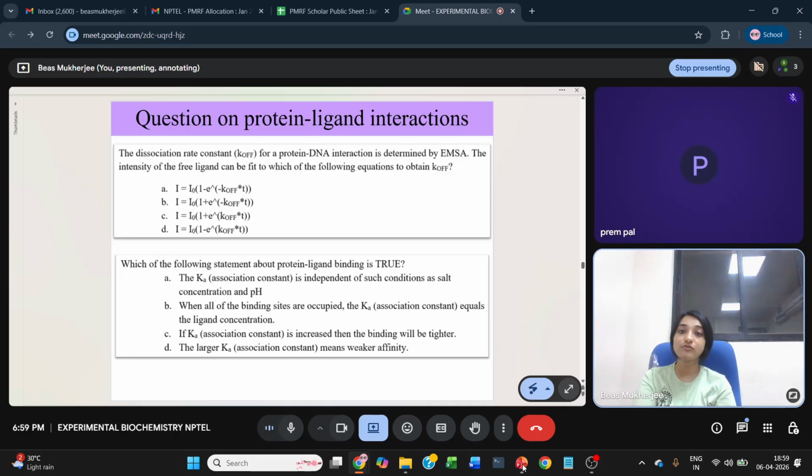The other question is, which of the following statements about protein-ligand interaction is true? Ka, the association constant, is independent of conditions such as salt concentration and pH. When all the binding sites are occupied, Ka equals the ligand concentration. If Ka is increased, then binding will be tighter. The larger Ka means weaker affinity. So you can see that two are controversial, right? The two options are opposing one another.